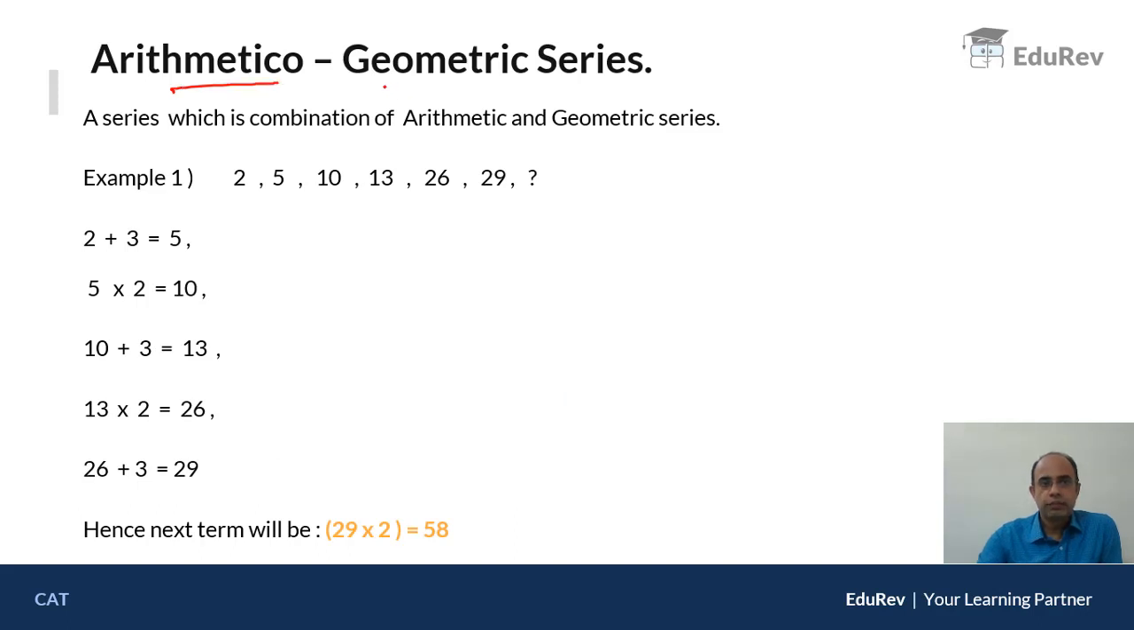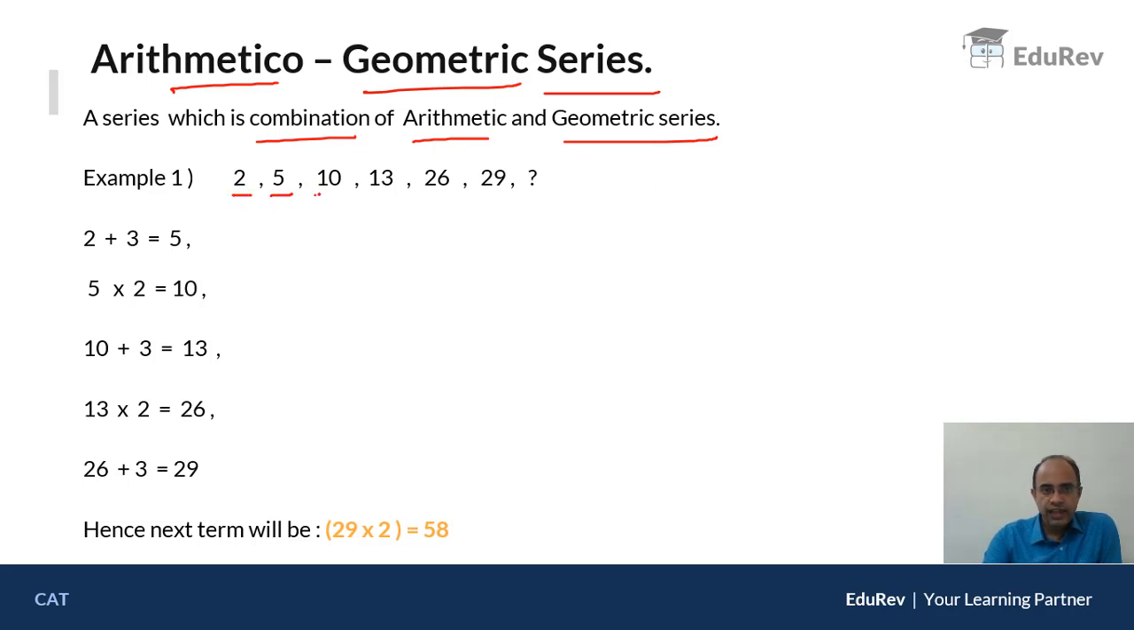Now, arithmetico-geometric series. As the name suggests, it is arithmetic plus geometry. That means a series which is a combination of arithmetic series as well as geometric series. What is arithmetic series? Where we add a common number or subtract a common number to get the next term. Geometric series where we multiply or we divide to get the next term. Clear guys?